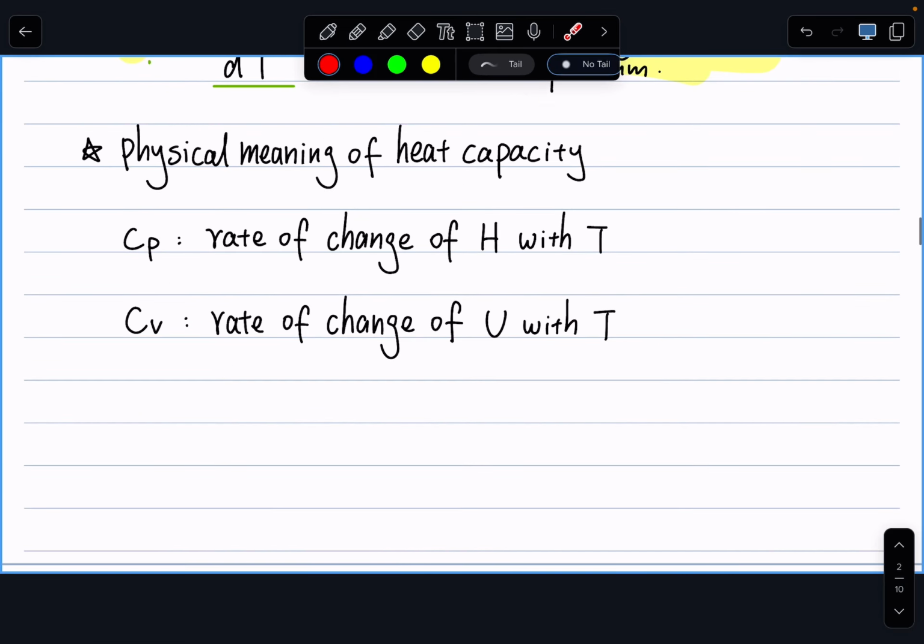Or the other way to put it in plain English is, what's the physical meaning of heat capacity? So the CP is the rate of change of enthalpy with respect to temperature. CV is the rate of change of internal energy with respect to temperature. And since heat capacity describes the change of these thermodynamic state functions with respect to temperature, there doesn't exist a heat capacity for isothermal processes. So if we don't have any change in temperature, we don't have a heat capacity.